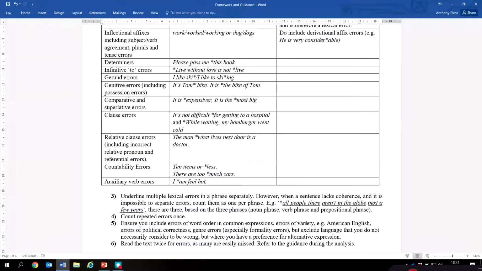Exclude language like that, and exclude language that you don't really think is wrong, but where you might have written things differently yourself. And finally, analysts are asked to check twice for errors and refer to the guidance during the analysis.